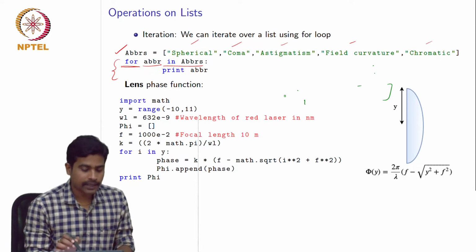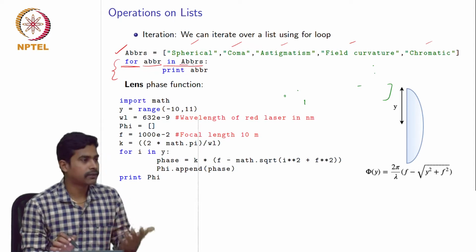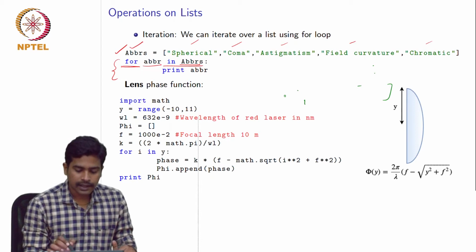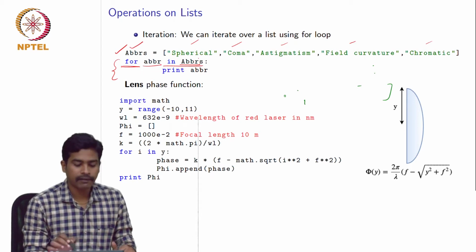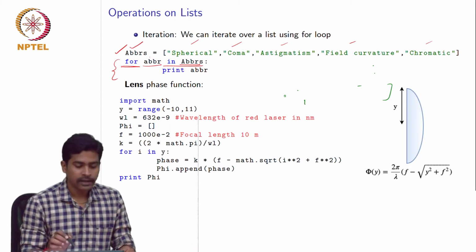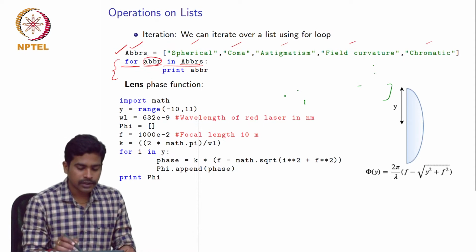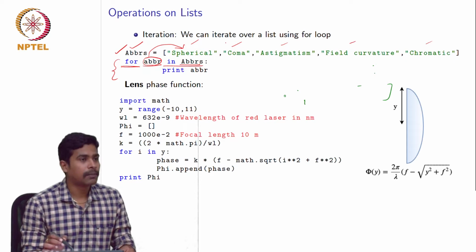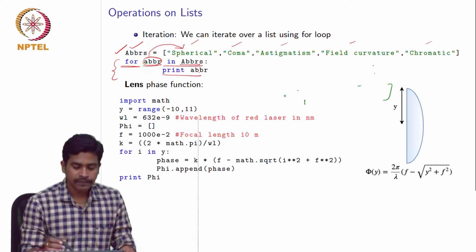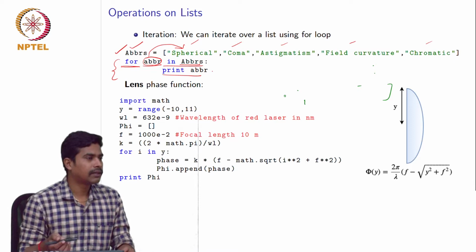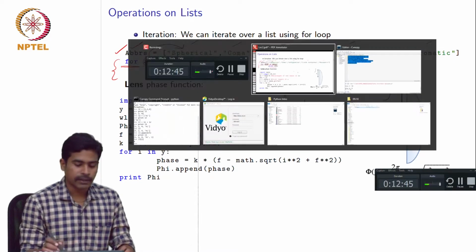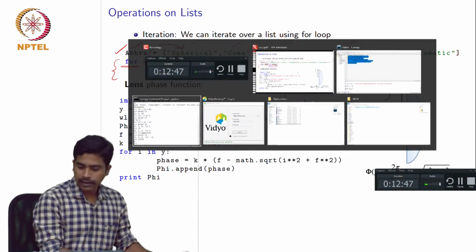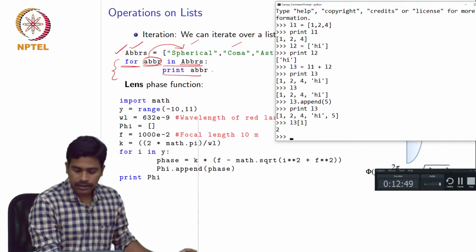ABBR is a dummy variable that we are using for the iteration, and the list here is the list that we have declared in the previous statement. Now what is happening here is, this dummy variable ABBR will be assigned one of the members of the list on each iteration, and using the print statement we are printing the values of this variable. Okay. So we can quickly try it out in the Python shell.